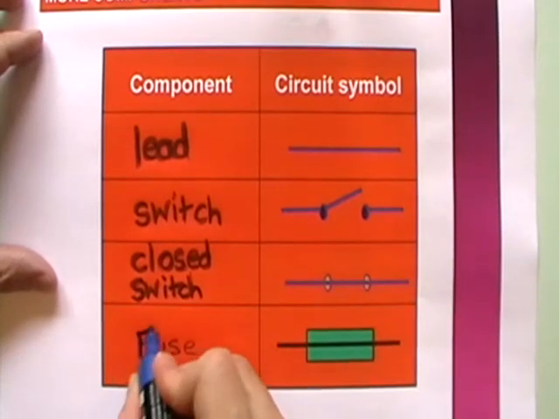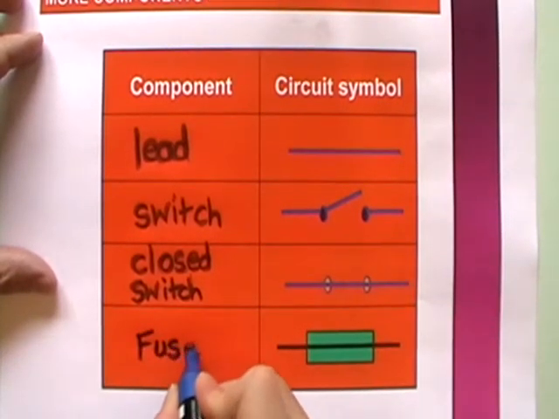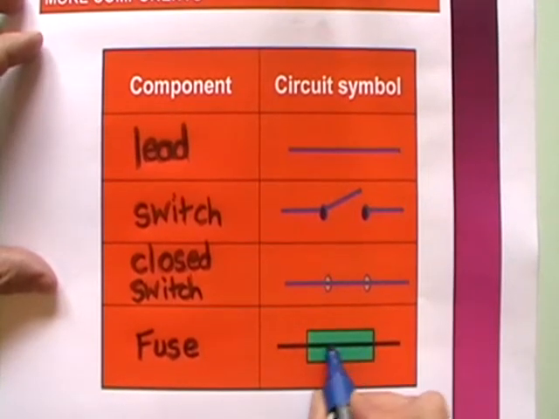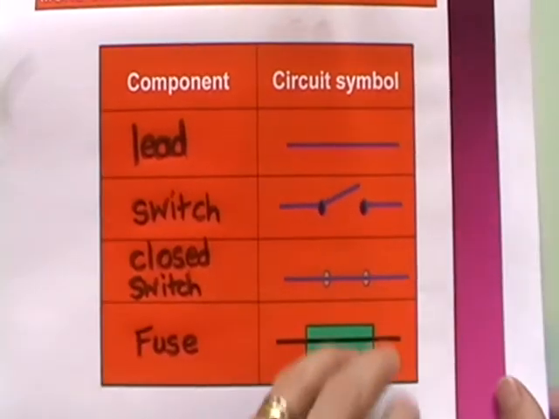And the last one is a fuse. And it's got a line through it, and that represents a wee piece of conductor through the middle of a fuse which melts whenever too much current flows through it.